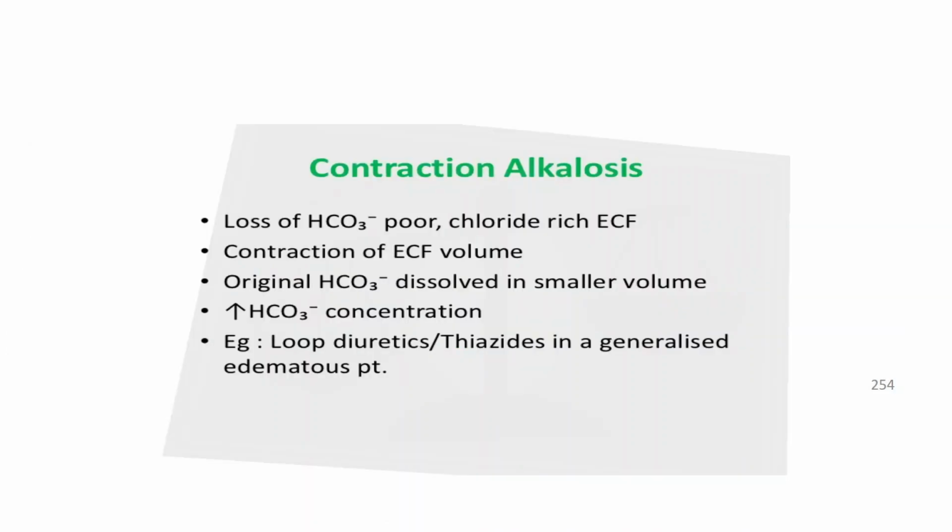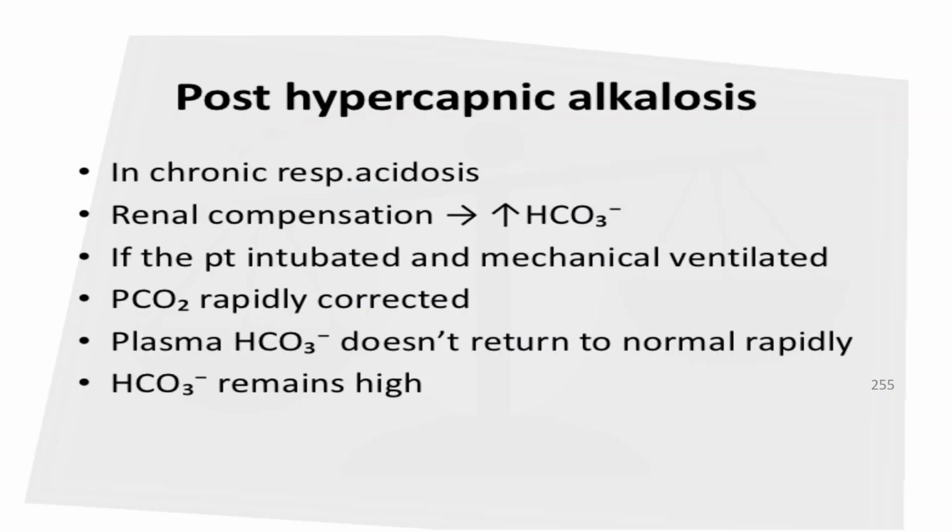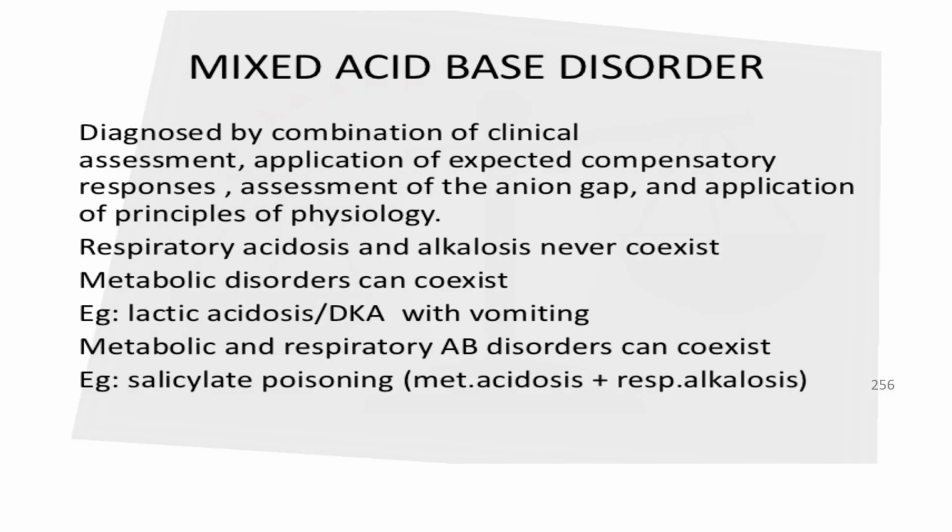Again, we will not go into contraction alkalosis. It's only that the bicarbonate ion is lesser, where the volume is lesser. It can be categorized into two, where the patient's total circulating volume is lesser or volume is more. Patients who are on diuretics tend to develop contraction alkalosis. Of course, we can just skip this as such.